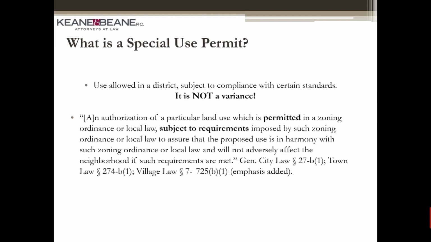Importantly, it's not a variance. A lot of times people think special permit and they equate it with a variance. And a lot of times those two terms are used interchangeably, but they are very different. So unlike a variance, which gives permission to an owner to use a piece of property in a manner that's inconsistent with zoning, a special permit, again, allows somebody to use a property in a way that's consistent with the zoning ordinance as long as it meets certain standards.